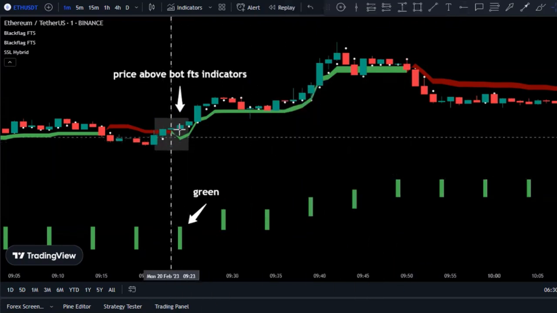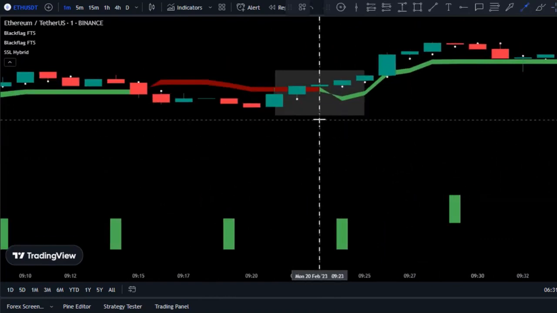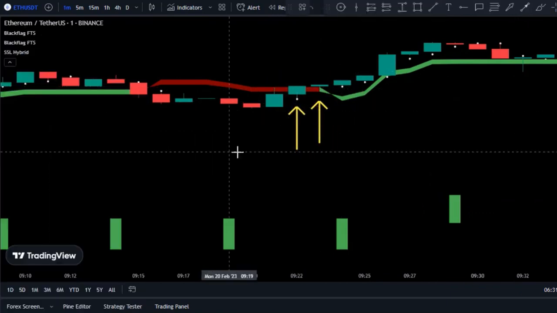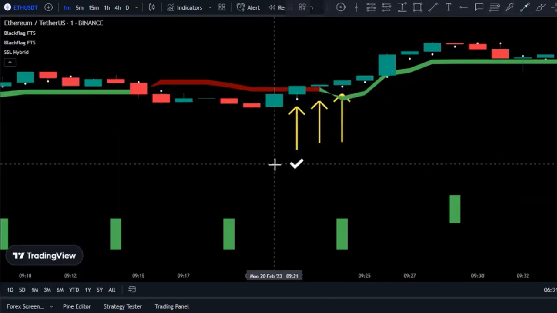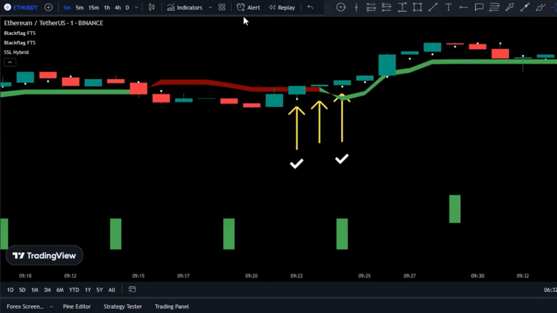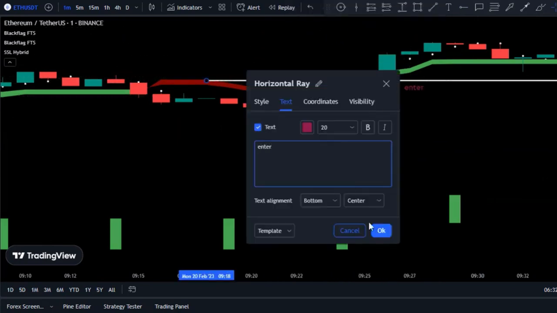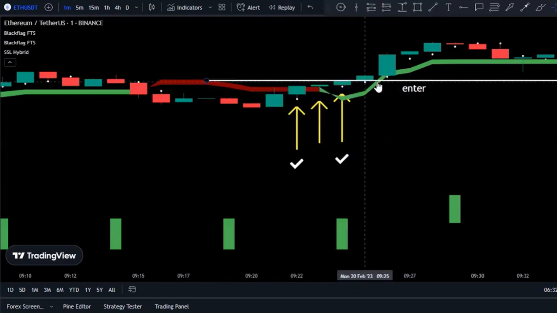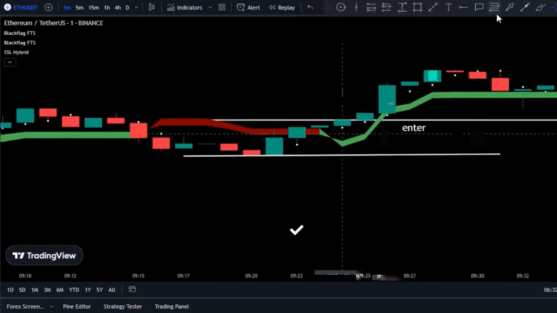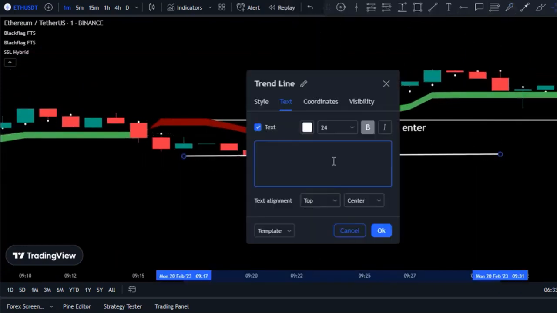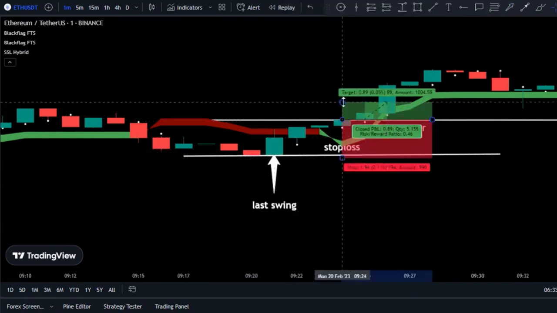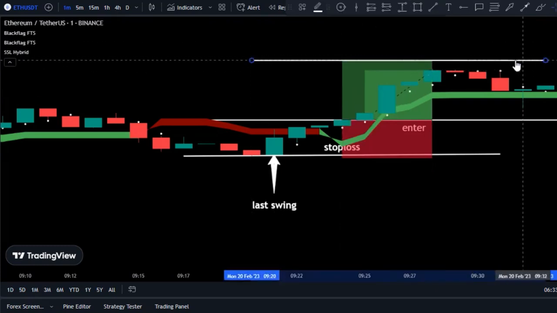And for the final confirmation, we can enter the trade when a dot appears below the signal candle or the previous or the candle after it. So if all these conditions are met, we can enter into a buy trade at the close price of the trigger candlestick. And it's better to put the stop loss under the last swing of the market. And exit the trade at the risk-reward ratio of 1 to 1.5.